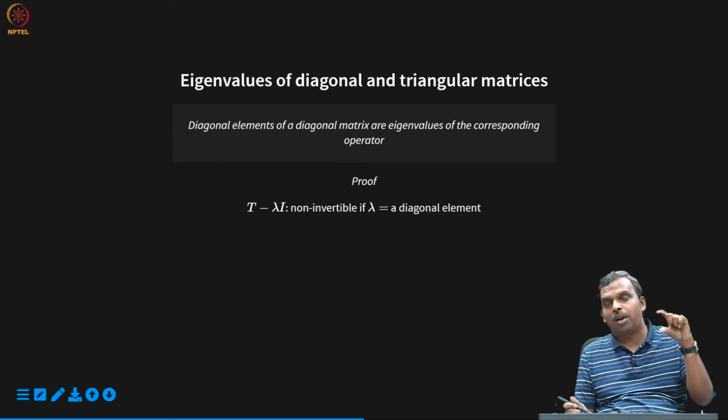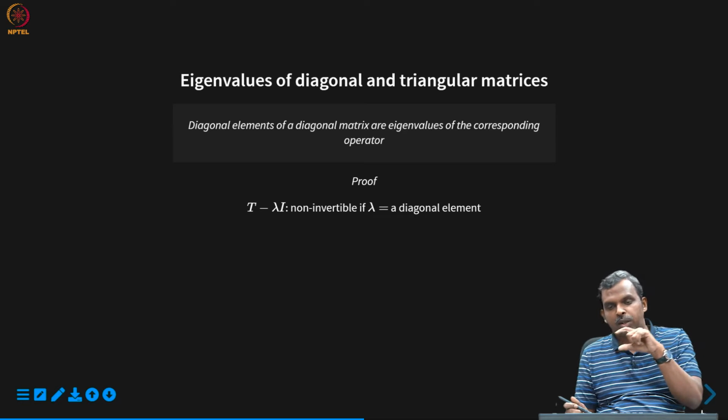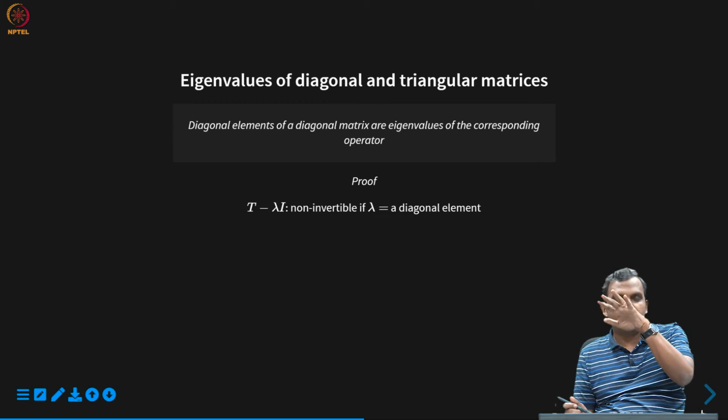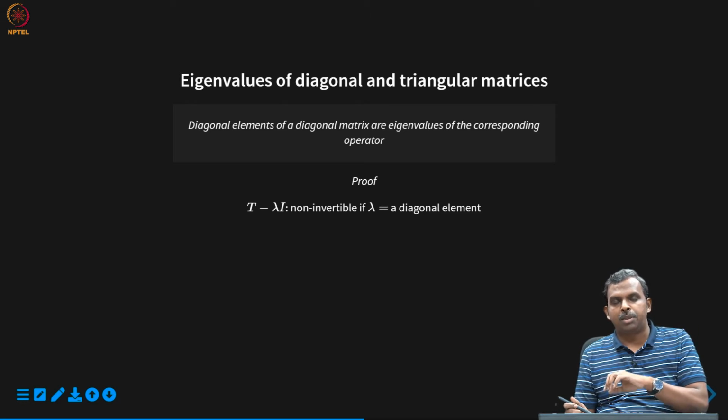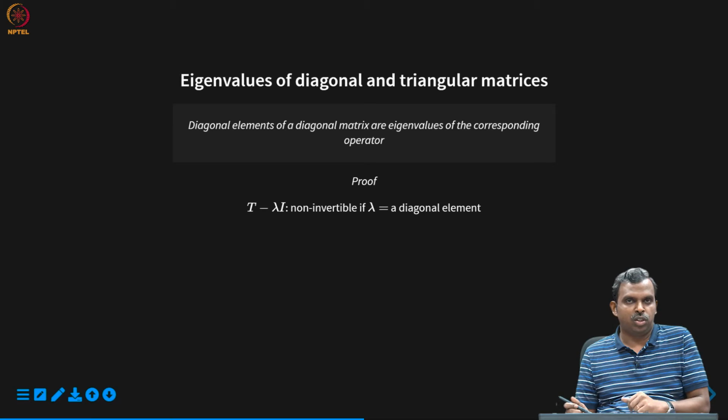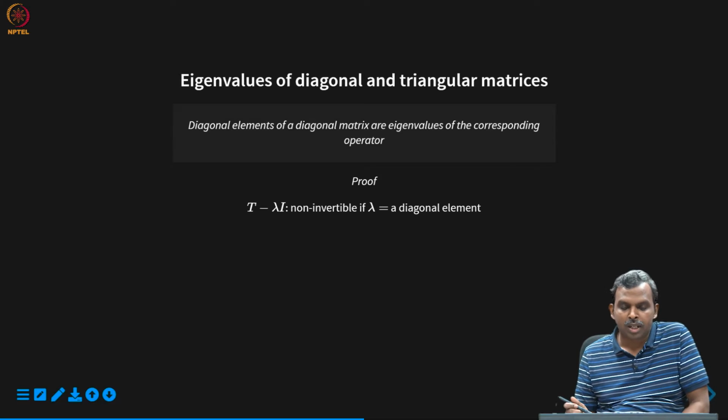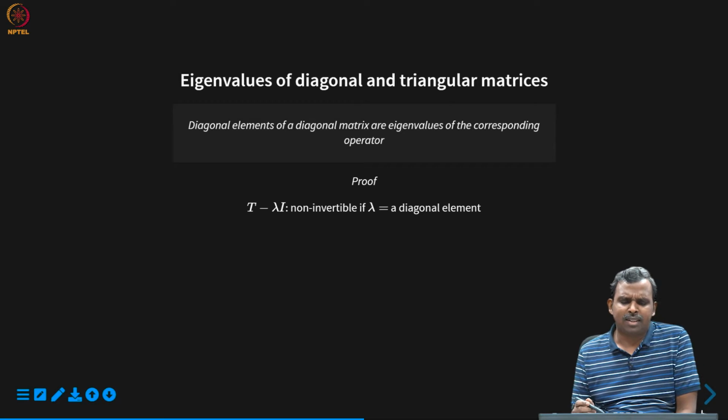What about triangular? You have upper triangular and lower triangular. Upper triangular means diagonal, and above the diagonal you can have non-zero elements. Lower triangular means diagonal, and below the diagonal you can have non-zero elements. Everything else has to be zero. Okay, so the result is actually quite easy.